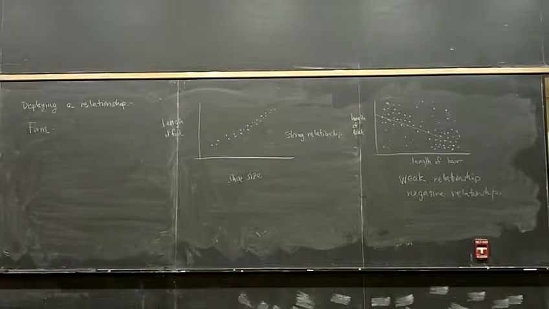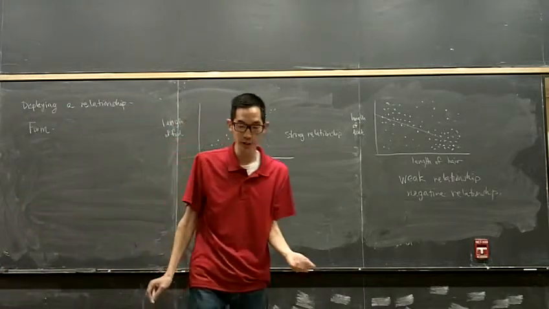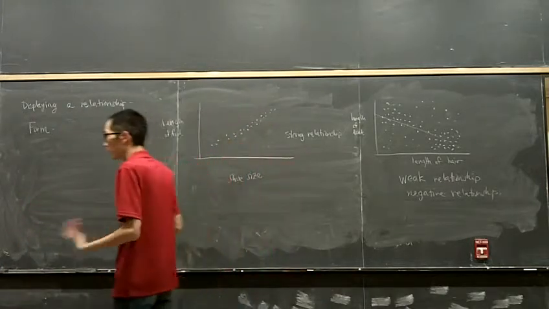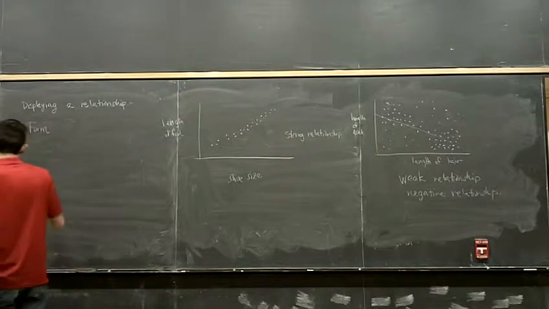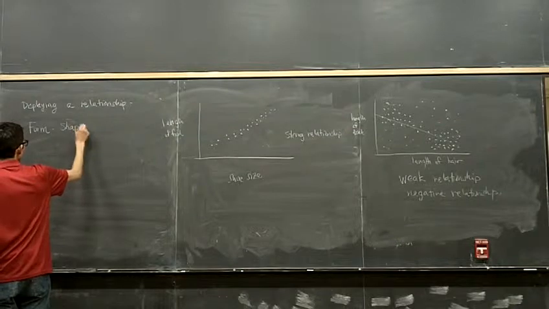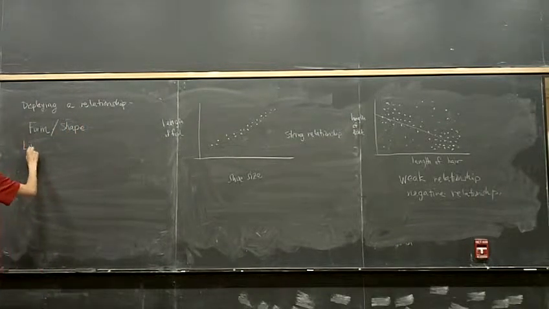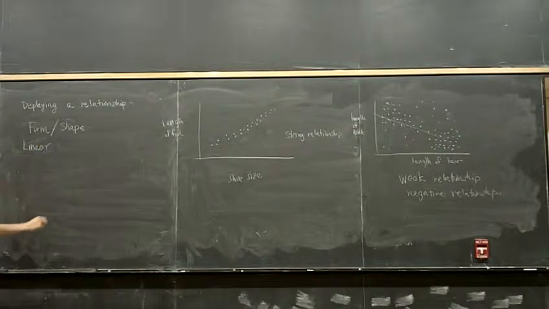And here, a relationship can be linear or it can be nonlinear. In this class we're only going to be dealing with linear. So form is also called the shape. Form, shape, and we have linear and we have nonlinear.